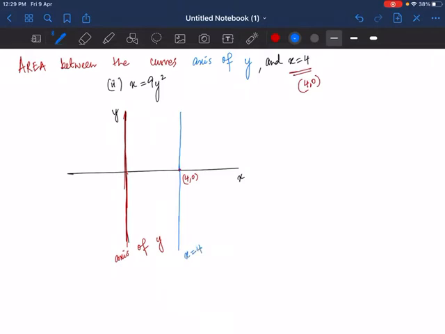Now we have x is equal to 9y square. So x is equal to 9y square means what? You see, x is square of something. So x is square of something means what? X is always positive, and if x is always positive, it means in the first quadrant and in the fourth quadrant my graph will lie, because in these two quadrants x is always positive. So my graph will basically look like this one and this one. This is how my graph of the parabola will look like, x equal to 9y square.